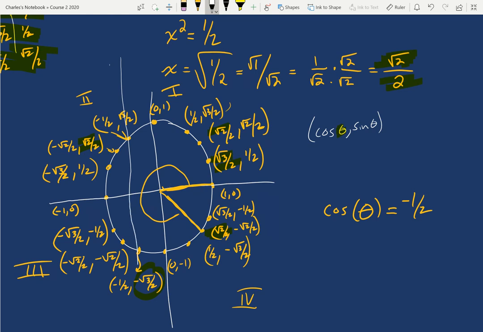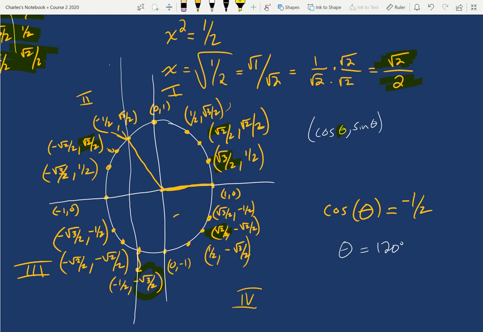And this one right there. So theta could equal... what are these angles? Now, let's get rid of this. This angle right here is 90 plus 30, so that's 120 degrees. This angle right here is 180 plus 60, so that's 240 degrees.